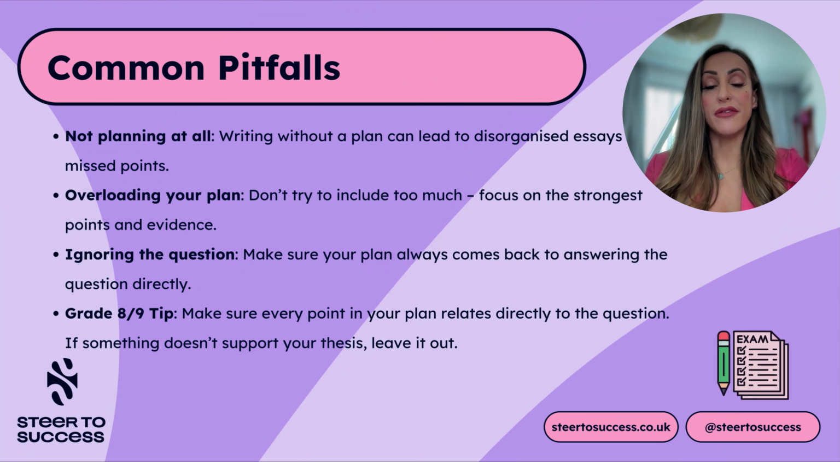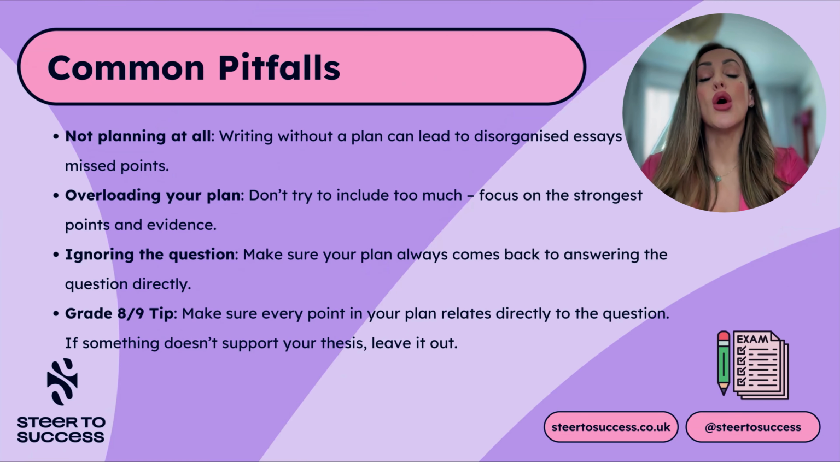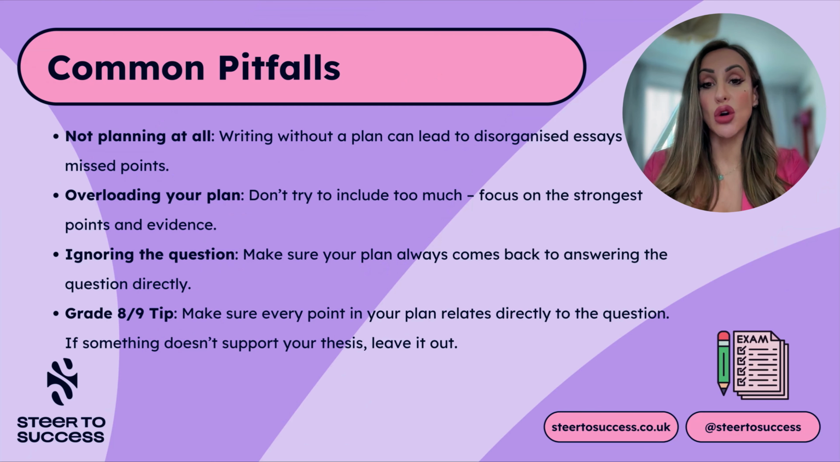So, common pitfalls: not planning at all. Writing without a plan can lead to a disorganized essay and missed points. Do not overload your plan. So don't try to include too much. Focus on the strongest points and evidence. So I would say aim for at least 3 main body paragraphs. You can plan for 4 or 5, but put your 3 strongest paragraphs first to ensure that you cover everything without running out of time.